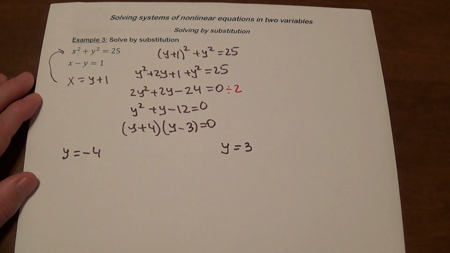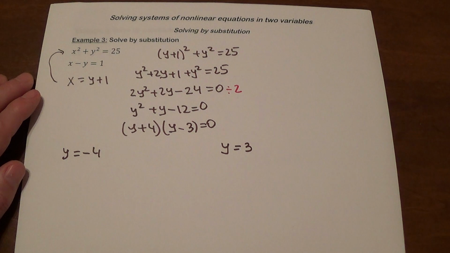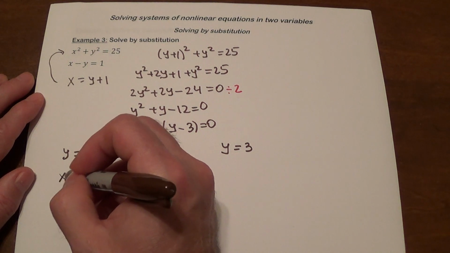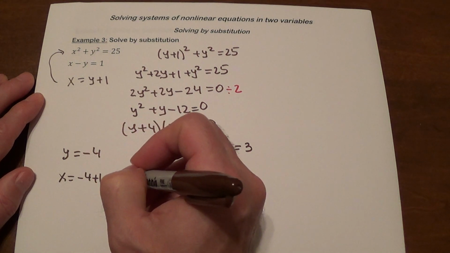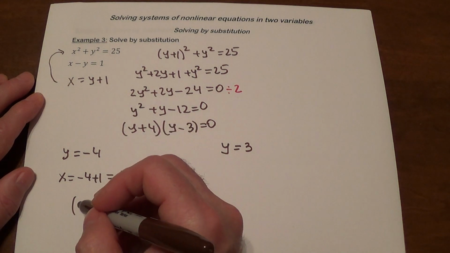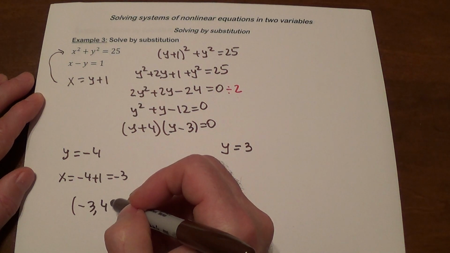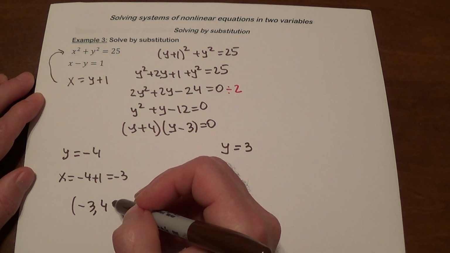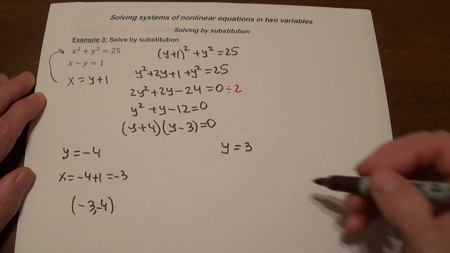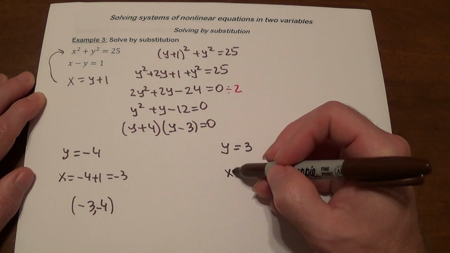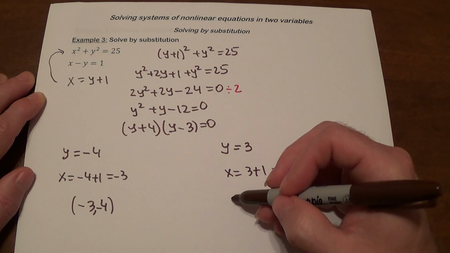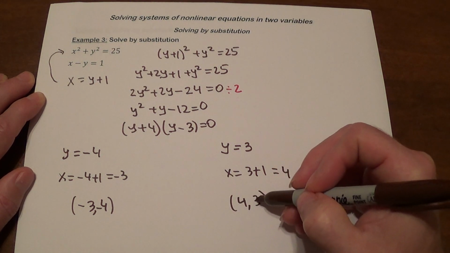So for each one of them, we're going to have to find the corresponding value of x. So when y is −4, x is going to be −4 + 1, which gives us −3. That gives us a point (−3, −4). Be careful, make sure you put x first. And then when y = 3, x = 3 + 1, and you're going to get 4. So this point is going to be (4, 3).